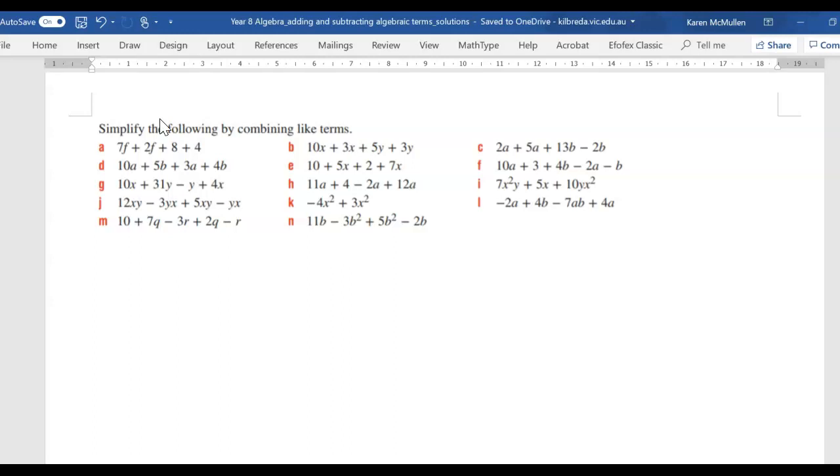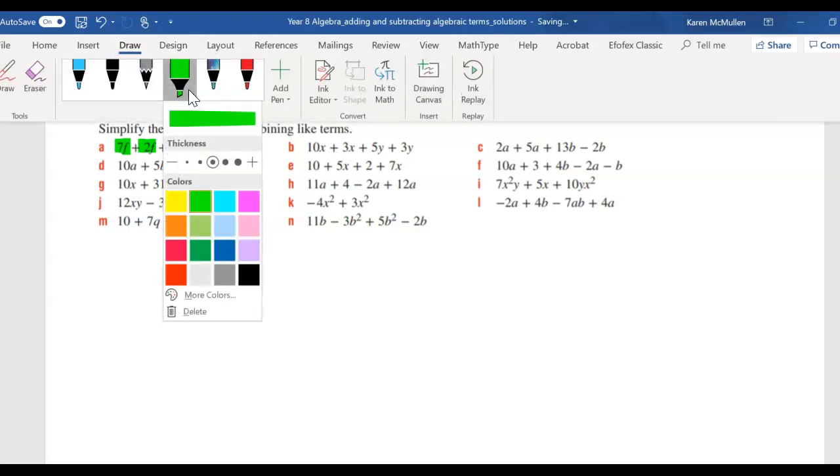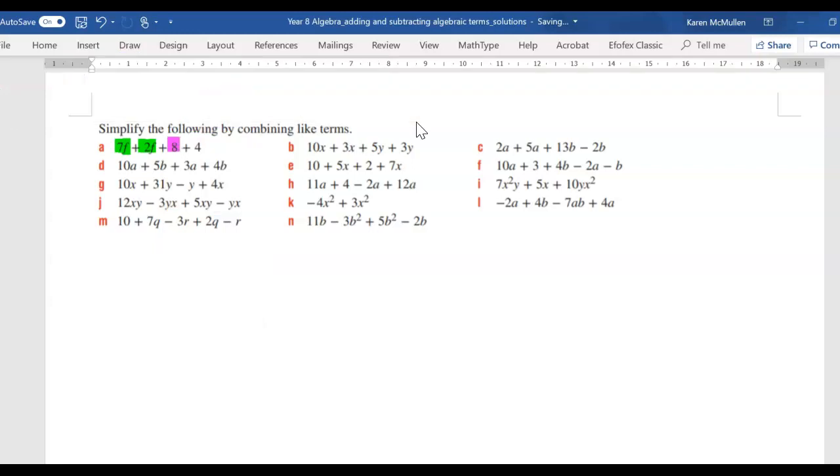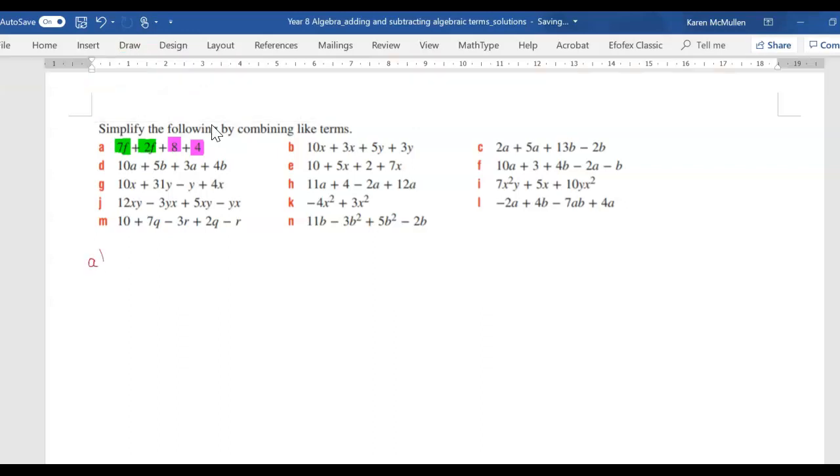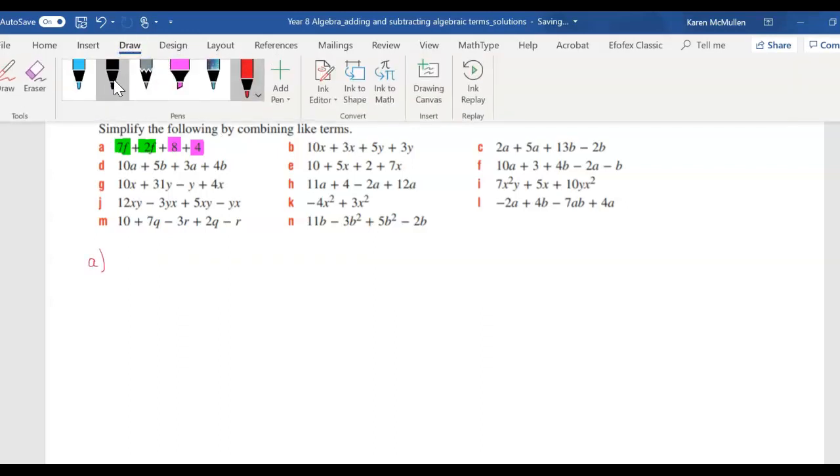So for question A, I've got 7 lots of F plus 2 lots of F. And then I've got 8 and 4. So 8 and 4 are actually constant terms, so they're going to be coloured differently. I just do that so I can see what I can add and subtract.